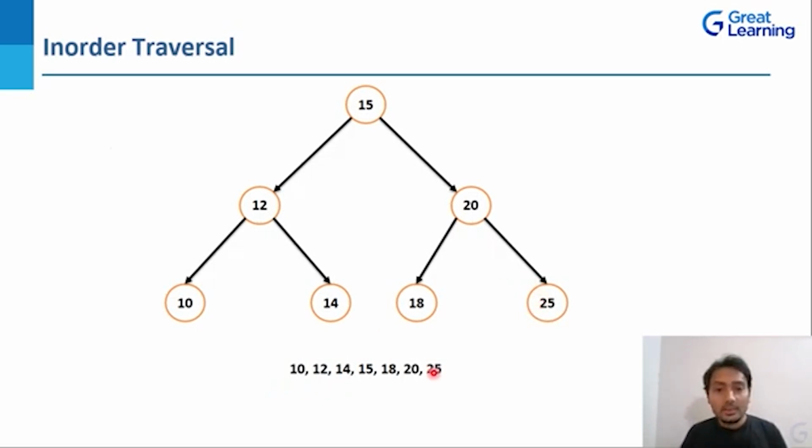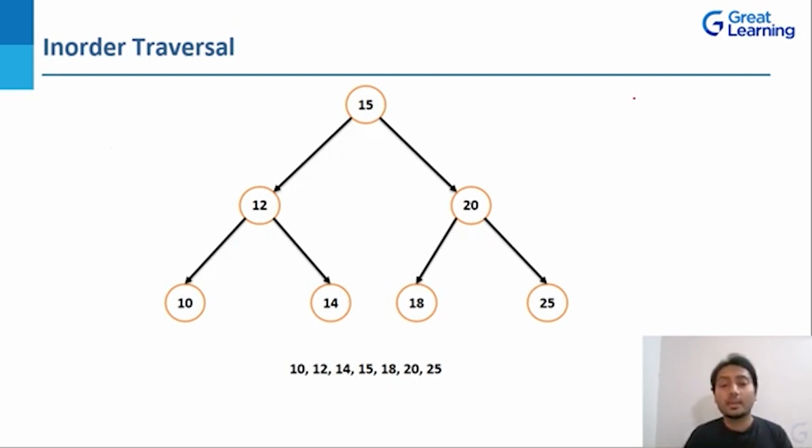Now, look at this list which you have got here. What do you observe here? If you observe this list, it is in an increasing order, which is nothing but ascending order. So, this is one of the important applications of in order traversal. Whenever you apply in order traversal on a binary search tree, what you get is a sorted output. It could be ascending order, as in this particular example which we have seen.